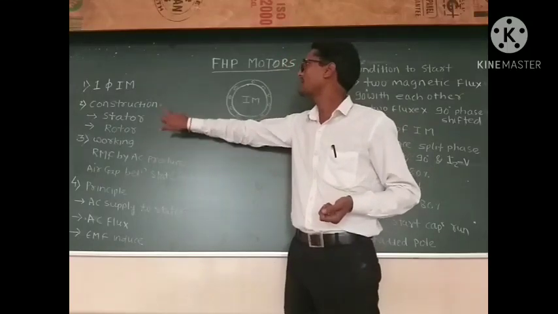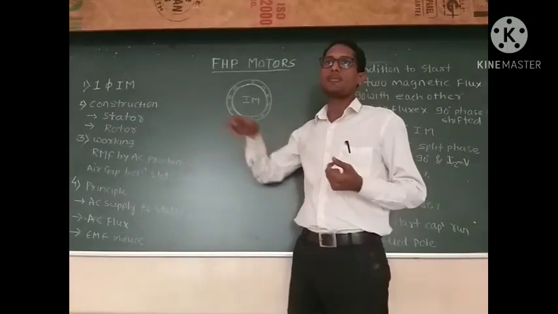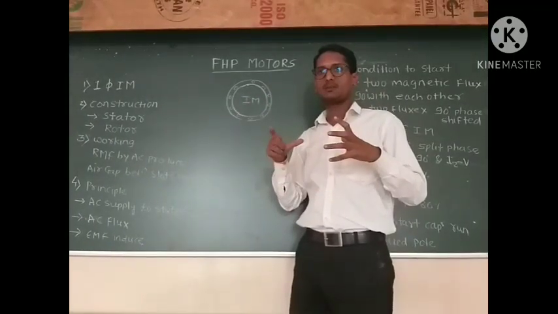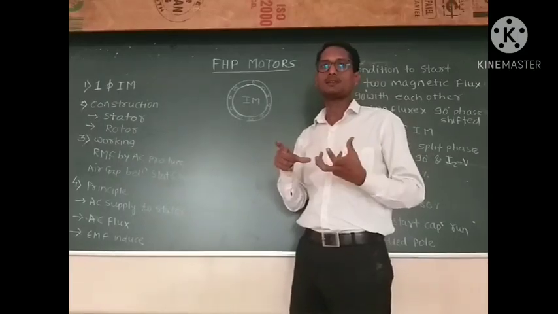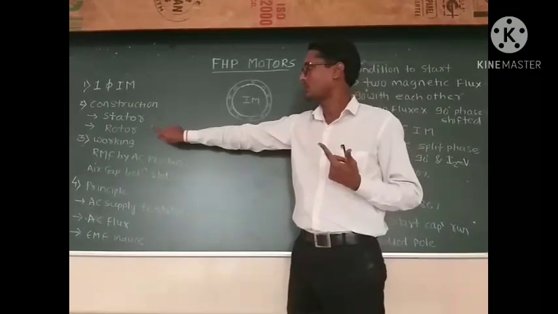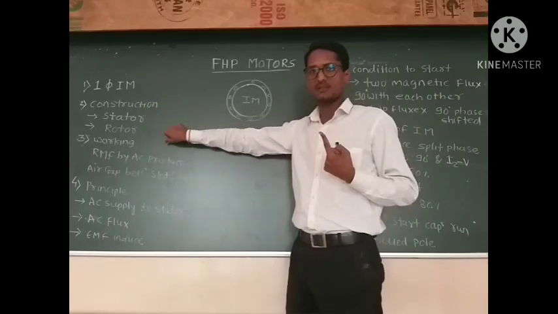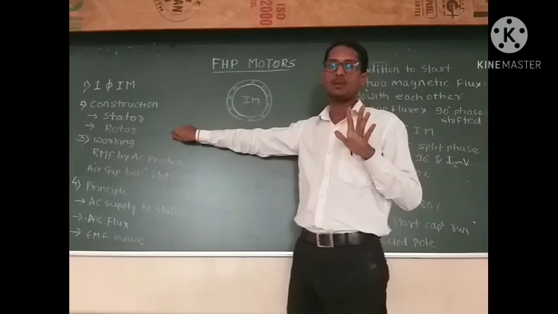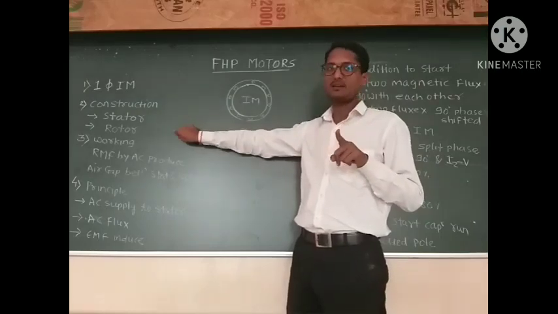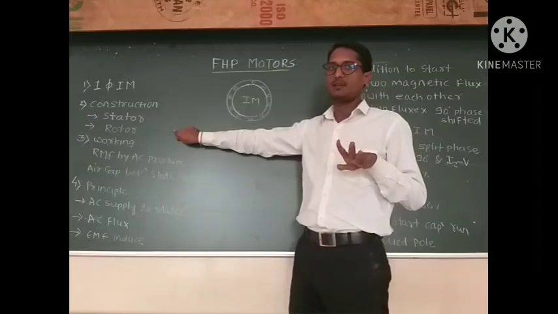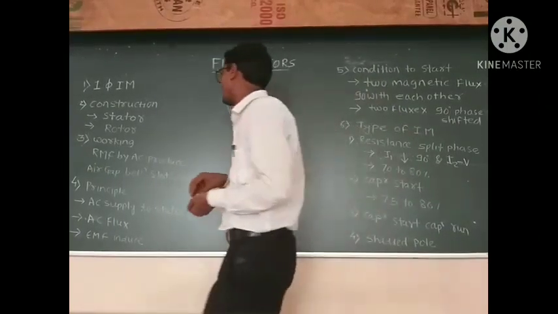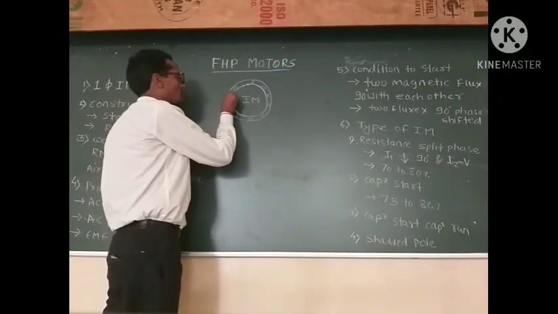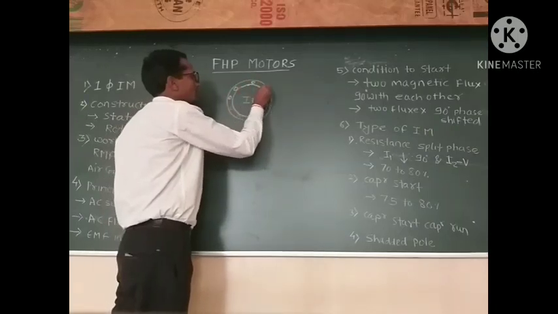because the rotor of the fractional horsepower motor consists of a cylindrical drum, whose shape is like a squirrel cage. Because of that, the rotor of the single phase induction motor is called a squirrel cage rotor. Because its shape is like a squirrel cage, and the stator of the fractional horsepower motor is like that. Here, the rotor of the fractional horsepower motor is like that.